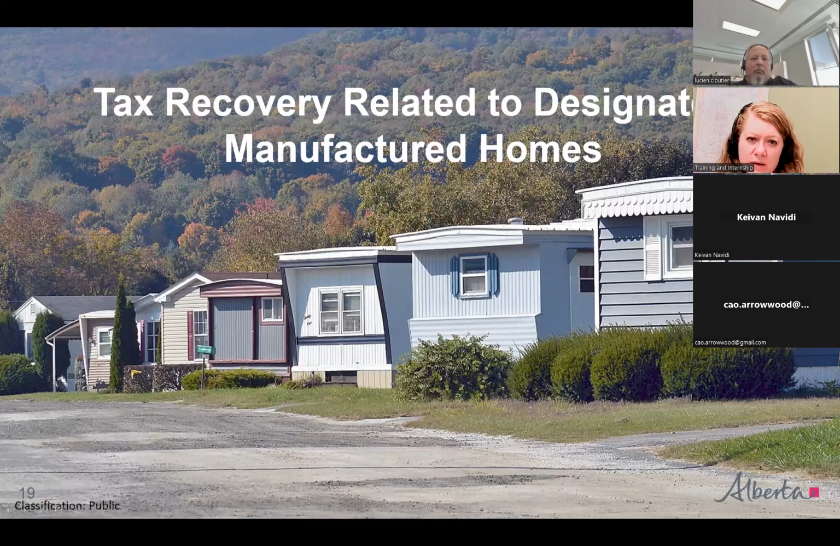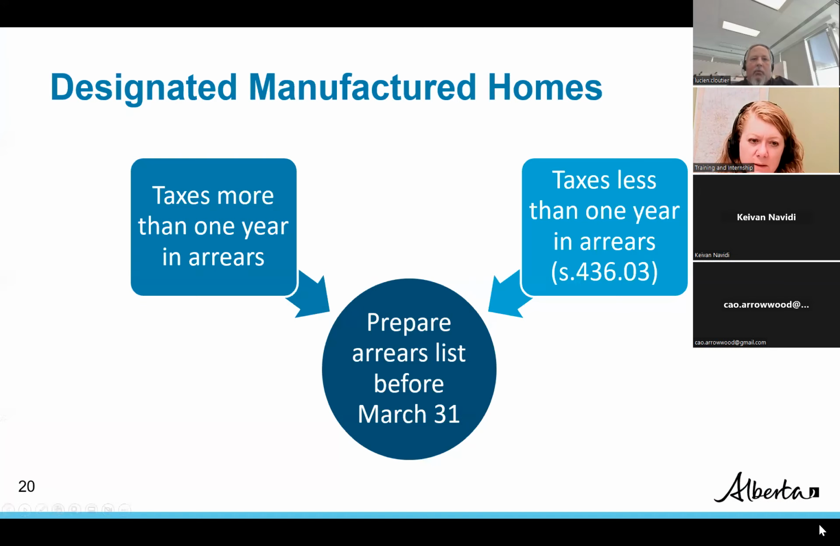All right, so we're going to switch gears into the DMHs, if there's no questions about the first section I just covered. So we're going to see that the tax recovery process for DMHs is quite similar to the land taxes related to land. First of all, taxes that are more than 1 year in arrears must be put on the arrears list. Same for DMHs as for land.